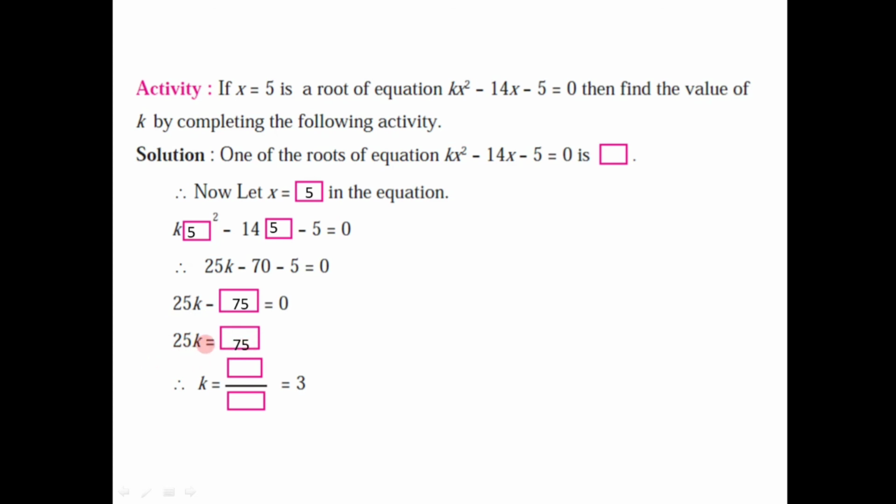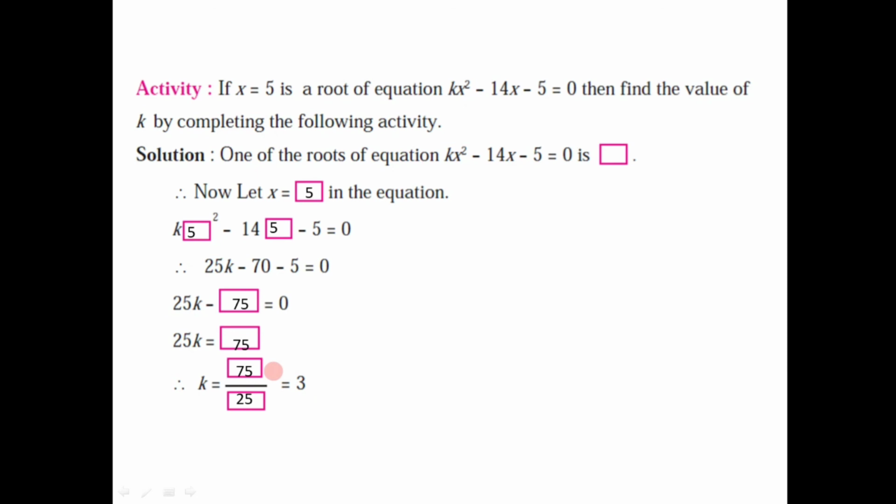We have to find the value of k. That's why we have to transfer 25 to the right hand side. So it will be in the denominator, so as to get k is equal to 75 divided by 25. If we simplify here, 25 3s are 75. That's why k is equal to 3. So here, for this problem, the value of k is 3.